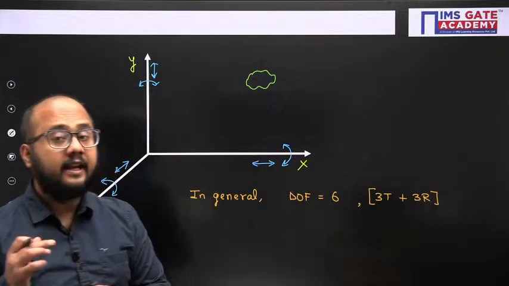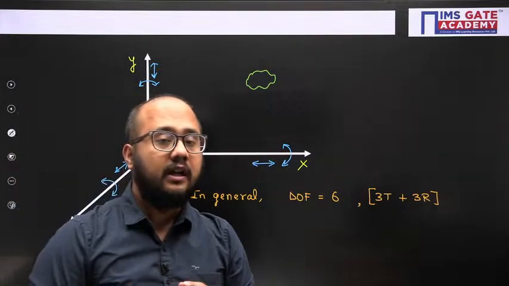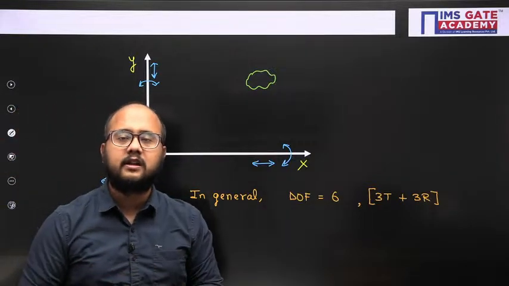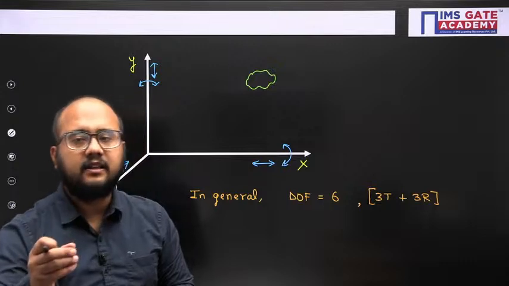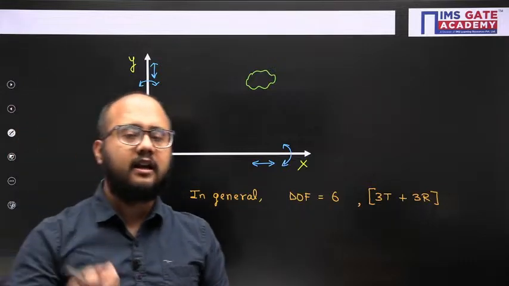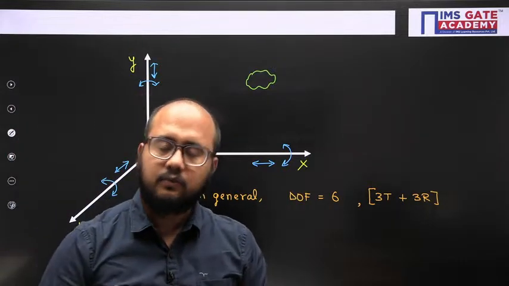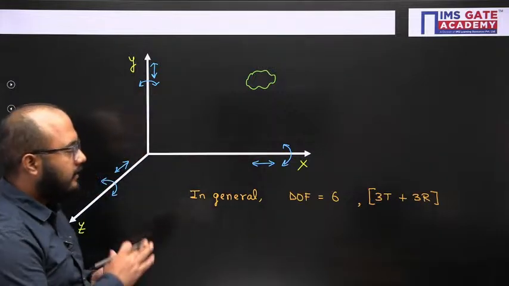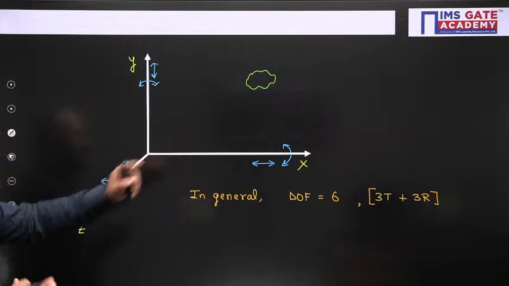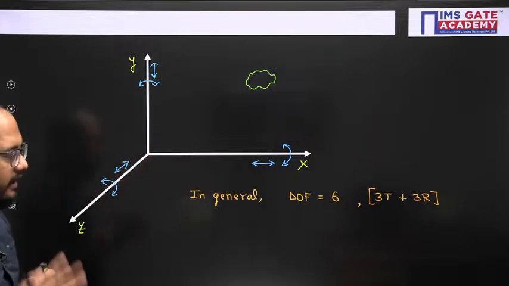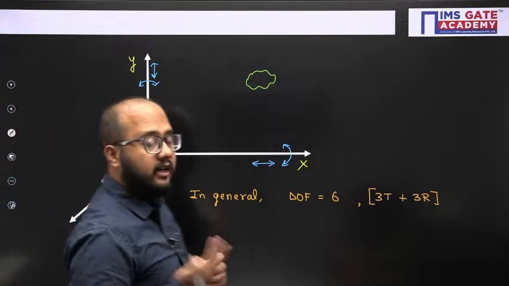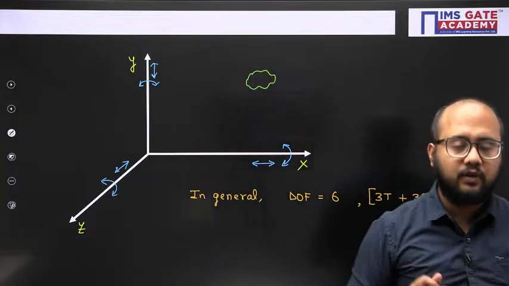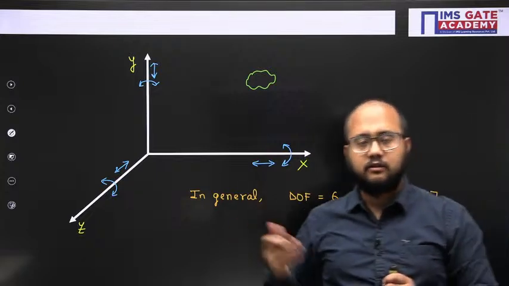Clear? If you have any doubt or any confusion in this particular lecture, please ask in the live chat box. You have a direct option to interact. So please ask in the chat box here itself. That is the maximum degree of freedom that any body can have in a three-dimensional space, fine. As I already told you, when a connection is formed, some degree of freedom will be lost. We'll see those cases also.